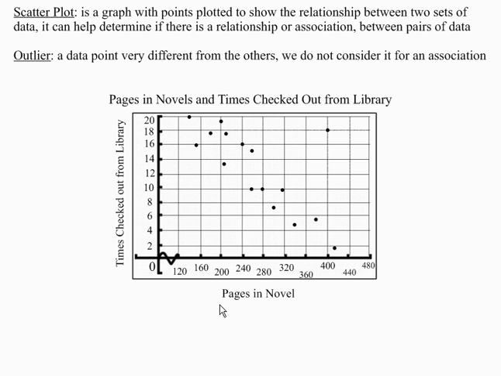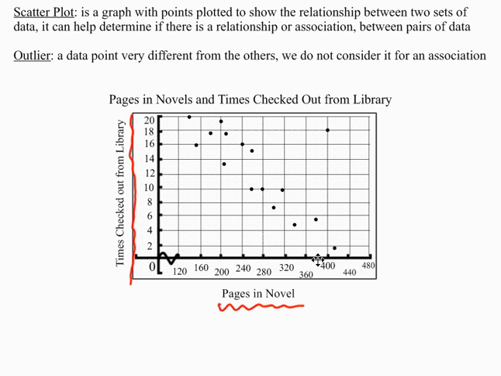We notice on the x-axis is one set of data, which is pages in a novel. And on the other is the times checked out from the library. We're talking about how many times a book is checked out from the library, because that's the title of our graph, pages in the novel and times checked out from the library. So those give us what our data sets are about, and we put one on the x-axis and one on the y-axis. And what we do is we get information and we plot that information on the graph.